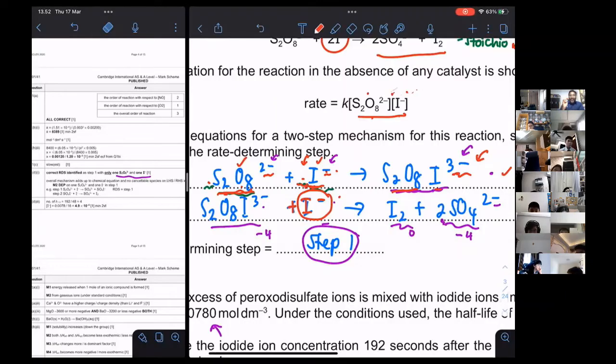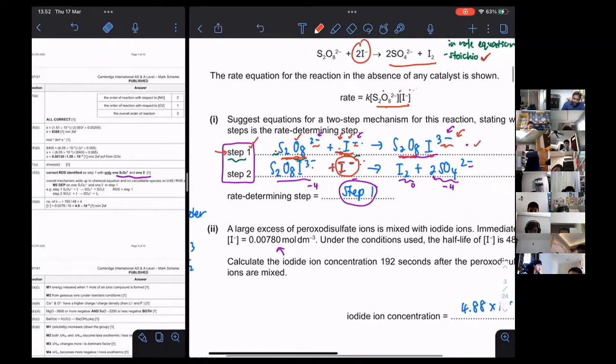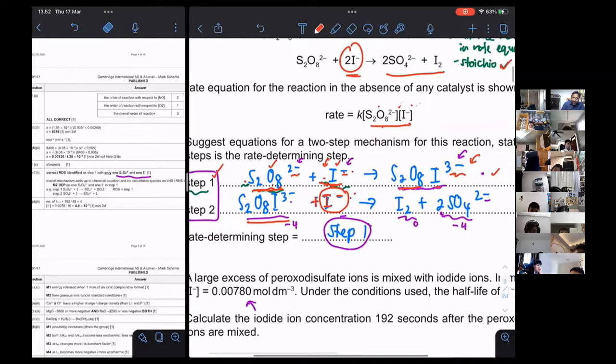Now, once I have created the intermediate, I need to eliminate the intermediate. I eliminate the intermediate here by putting it as a reactant. And remember the main equation, I need 2I minus. I have 1 I minus, I put another I minus. And what is your product? Your product is this. Now you put the product in. 2SO4 2 minus, you put over there. I2, you put over there. When you add these two equations together, you are going to get this equation.